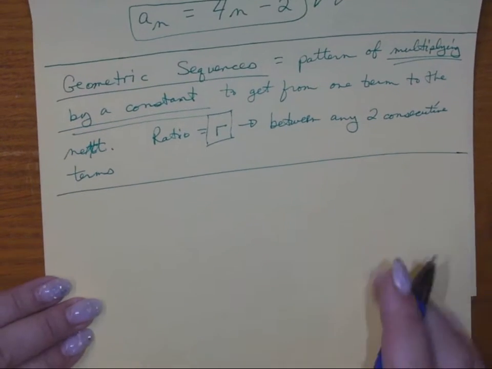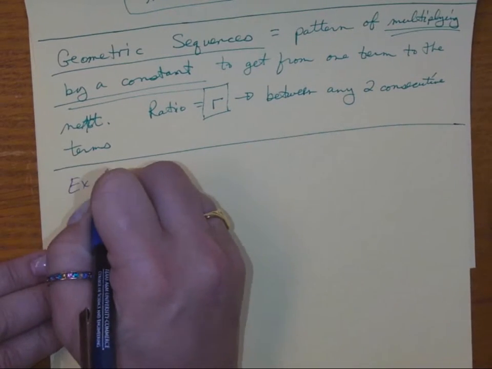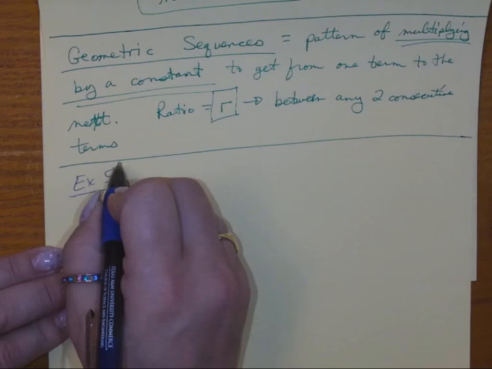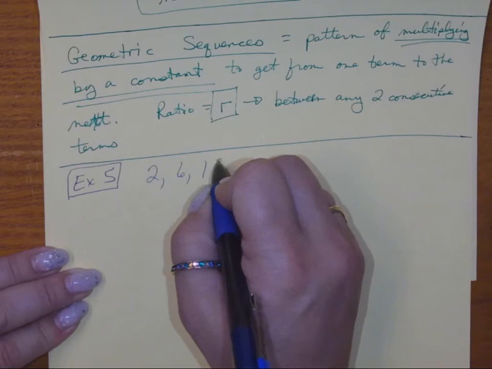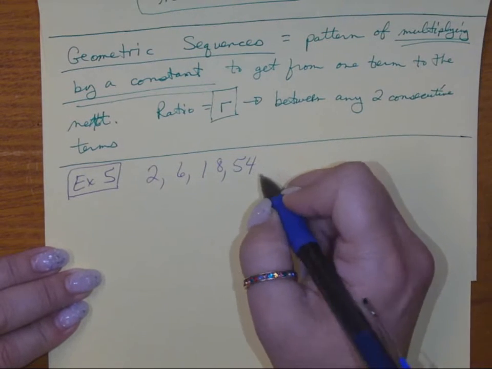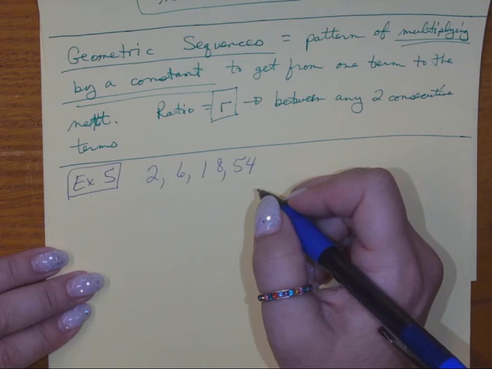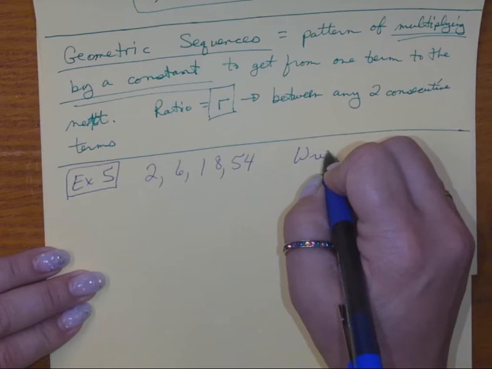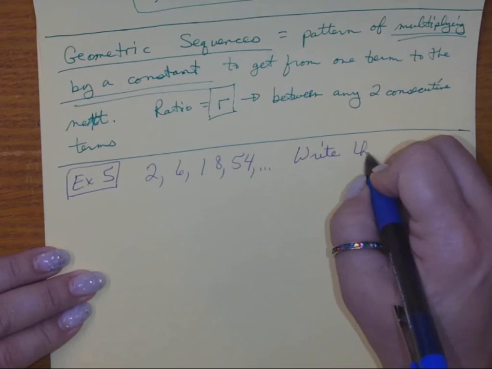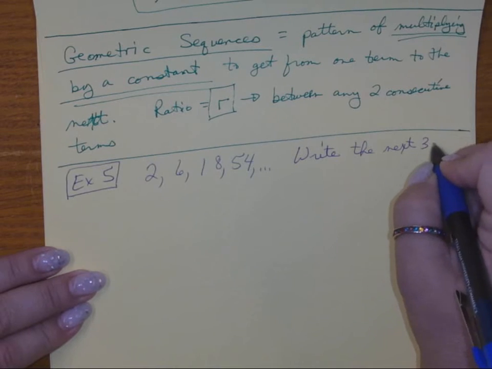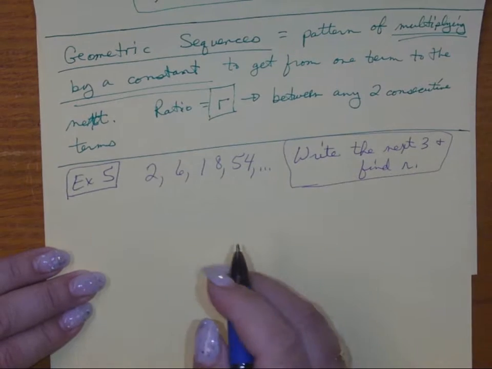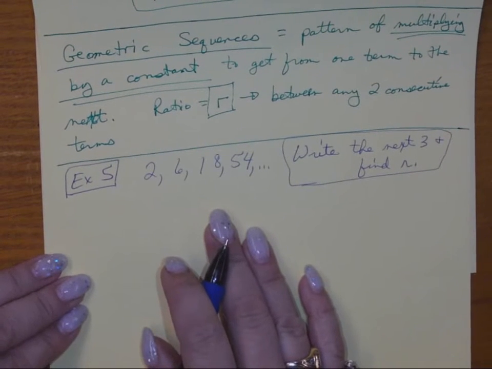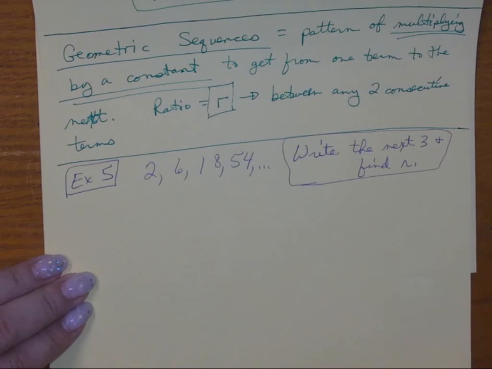So example 5. Sorry, my thing's sliding. Example 5 says you've got these terms 2, 6, 18, and 54, dot, dot, dot. Write the next 3 terms out and find R. So again, when the directions say something like find R, I know, oh, I'm looking for a ratio. It's not a difference. I need to just kind of think about it. What do y'all think's going on in here?